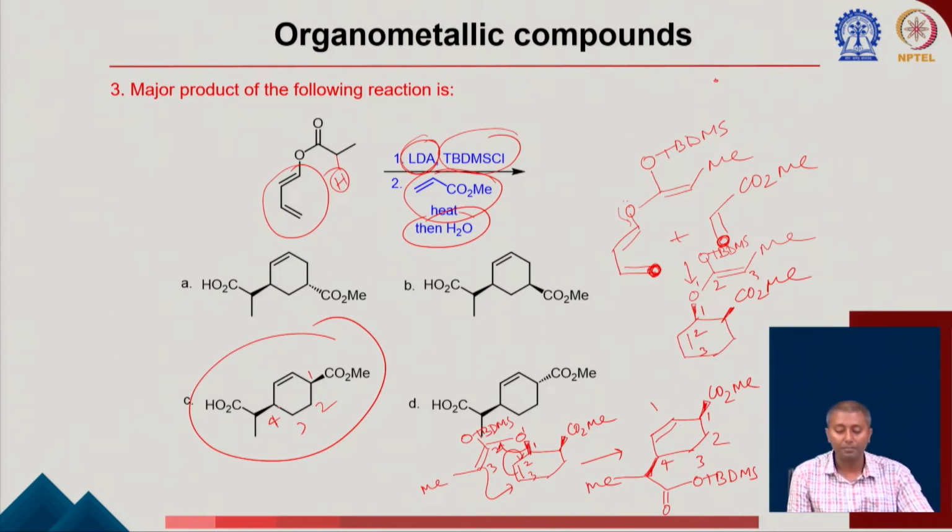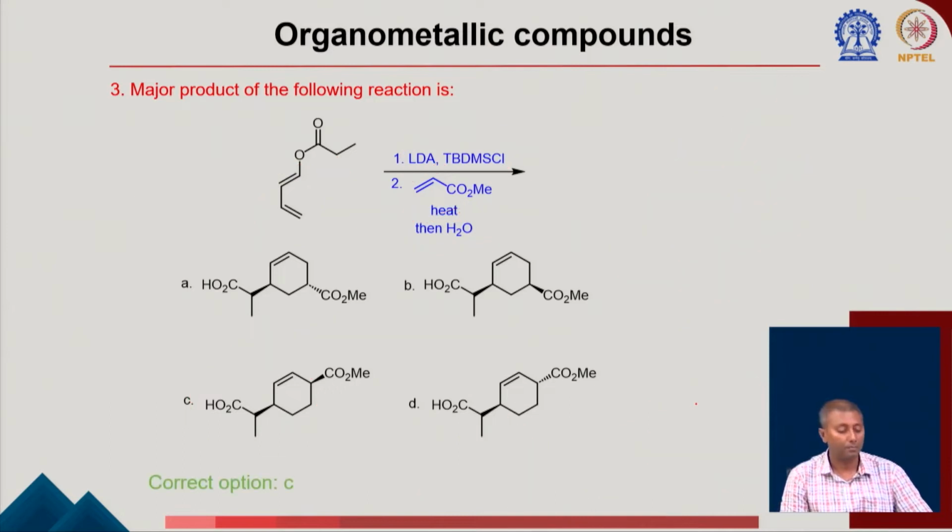Okay. So there are a couple of things happening. First, you can see deprotonation, then there is a 4+2, and then there is a Claisen rearrangement. Again, you can see this is the correct option here.